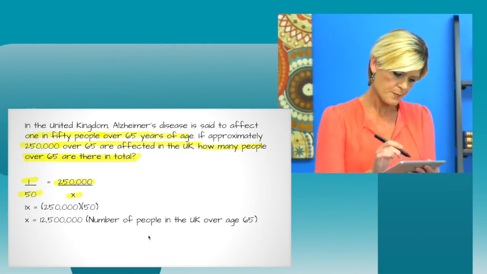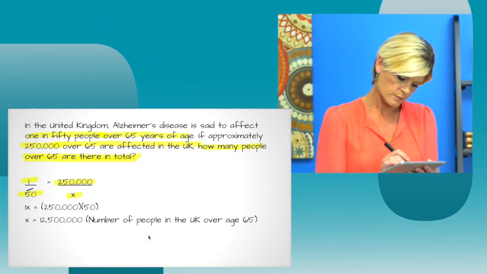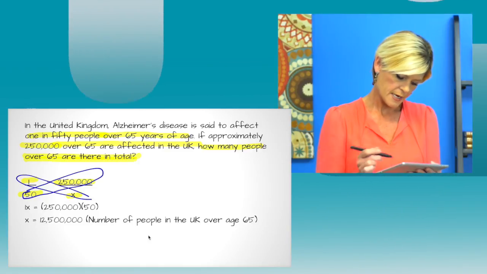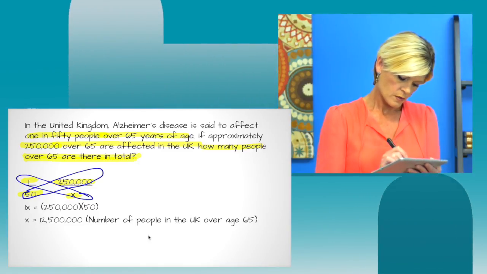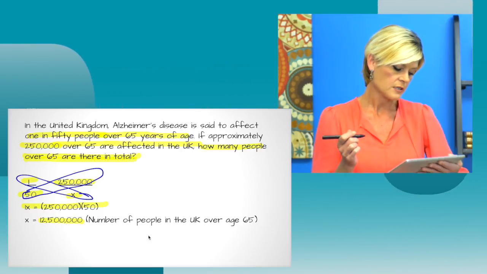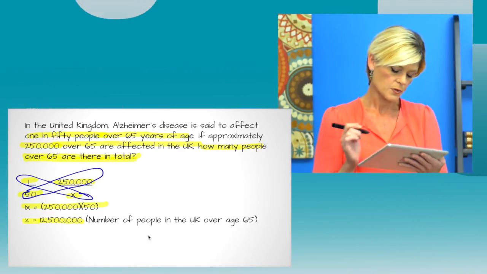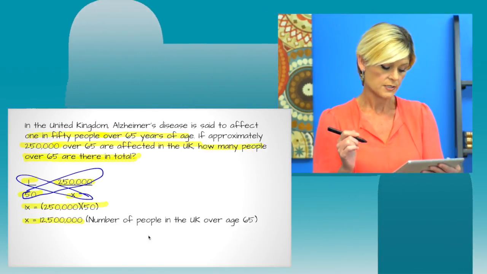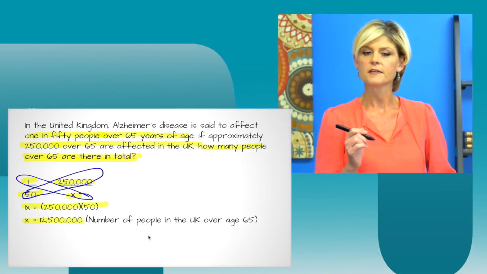Our next step would be to simply cross multiply 50 times 250,000, 1 times X. And 250,000 times 50 gives me 12,500,000. X equals that. So the number of people in the United Kingdom over age 65 would be 12,500,000.